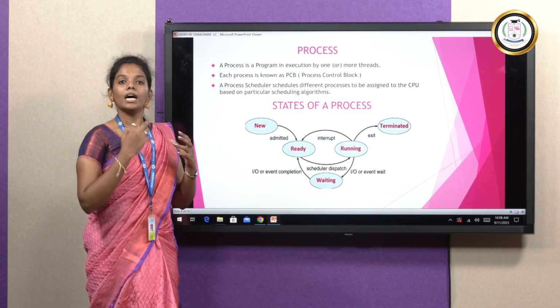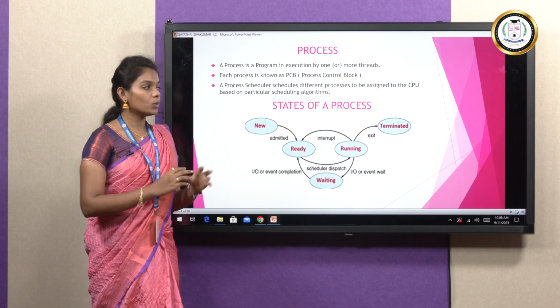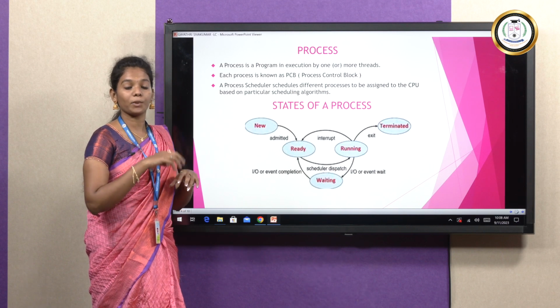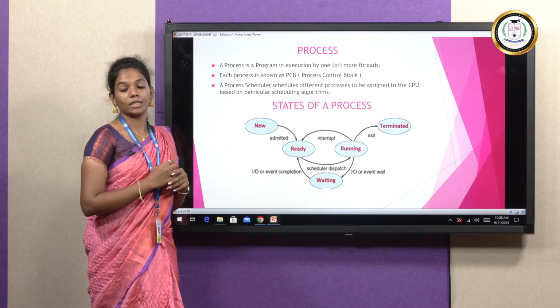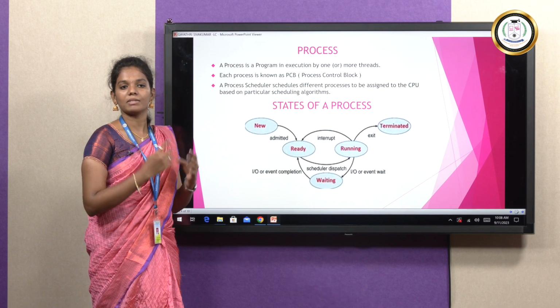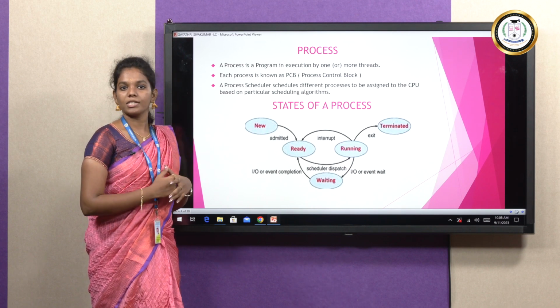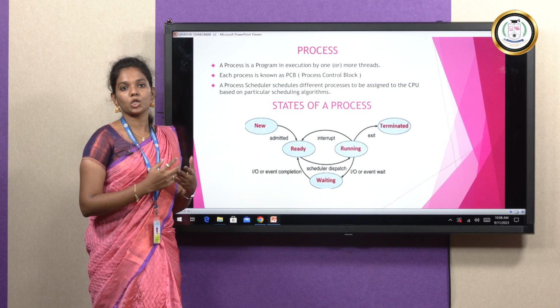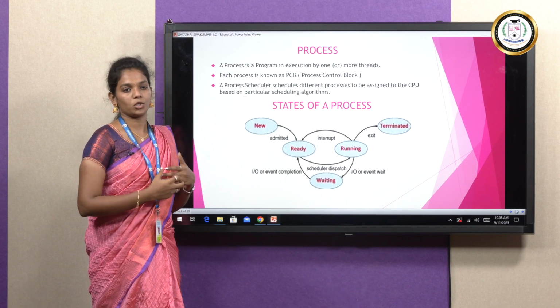And here, when a process scheduler schedules different processes, those processes will be assigned to the CPU by different scheduling algorithms. We have several scheduling algorithms like FCFS, that is first come first serve, next is shortest job first, shortest remaining job first, priority queue, and lots of them.